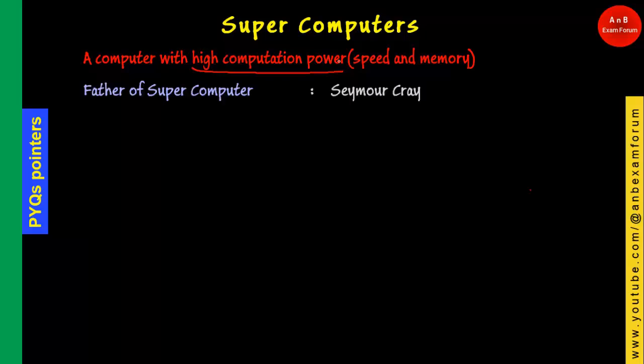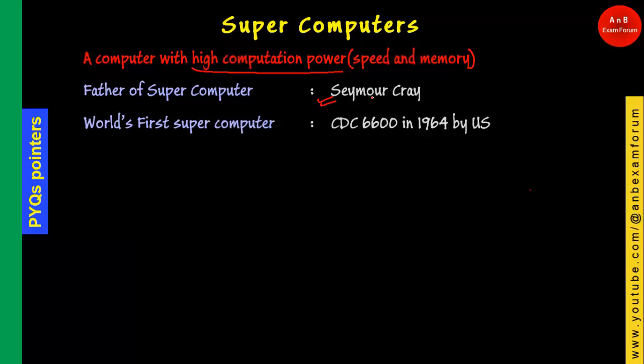Sometimes you have seen questions related to the father. The father of the supercomputer is Seymour Cray. You need to remember his name. The credit for making the first supercomputer goes to Seymour Cray, and it is the world's first supercomputer. The name is CDC 6600. You have to remember this name because it is a very important pointer related to supercomputers, and it was developed in the year 1964 by the United States of America.